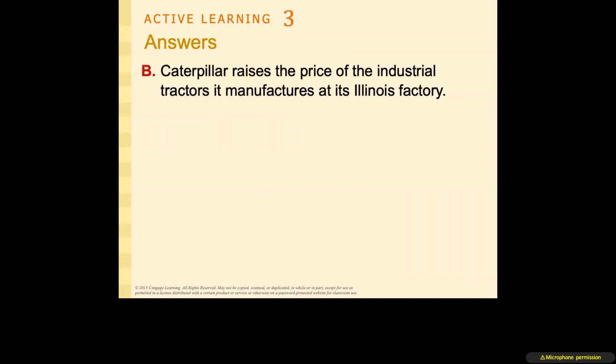Caterpillar raises the price of industrial tractors and manufactures in its Illinois factory. Okay, so we know they're producing these products in the United States. They are domestic. But the key to this question is what? The industrial aspect of it. The GDP deflator is going to rise because it is counted as a capital good, and if somebody purchases it, it will be counted in the gross domestic product. But consumer price index does not count what? Capital goods.